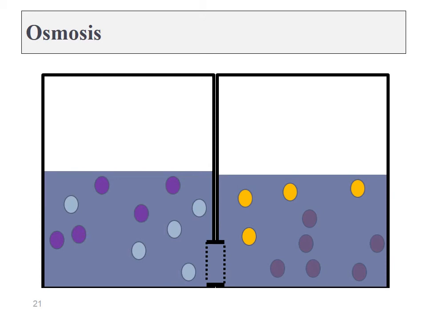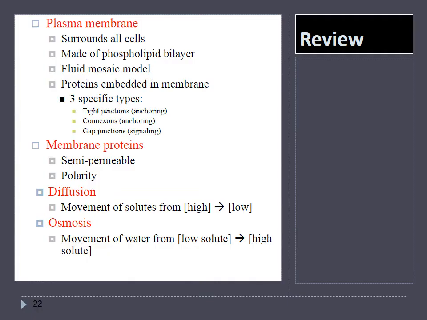It wouldn't matter which solutes those were. I could change these molecules. I would still be at equilibrium as long as the concentration of solutes is equal. So that's the plasma membrane, and diffusion and osmosis, which can occur across the membrane, presuming I have the right type of proteins.